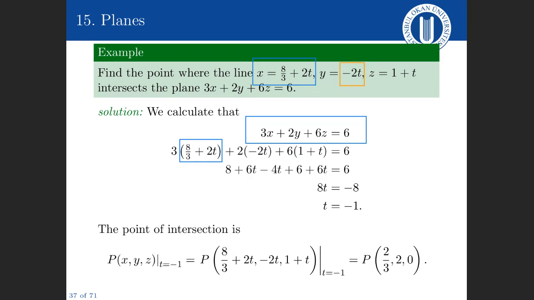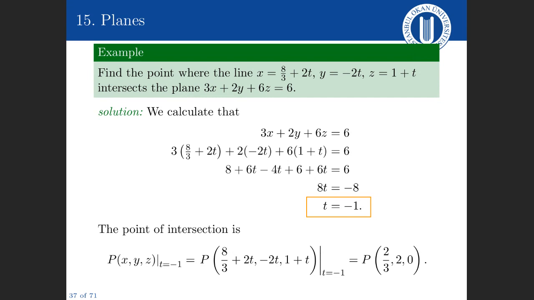We know that y is minus 2t. So instead of y, we write minus 2t. And we know that z is equal to 1 plus t. So instead of z, we write 1 plus t. After we rearrange this equation and simplify it, we find that t must be minus 1. The line intersects the plane and t is equal to minus 1.